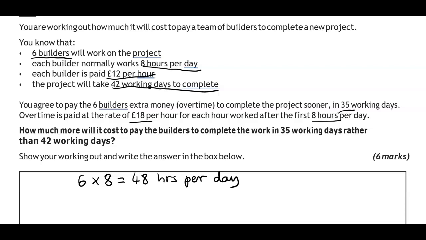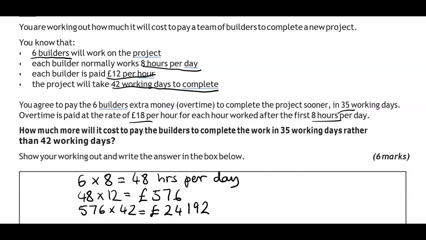Each builder is paid £12 per hour, so 48 hours per day times 12 gives us £576 per day. And it will take 42 working days. So 576 times the 42 gives us £24,192. Now that is for 42 working days.